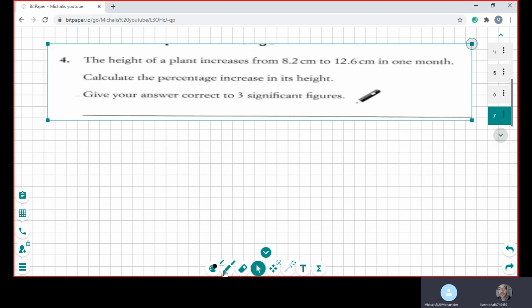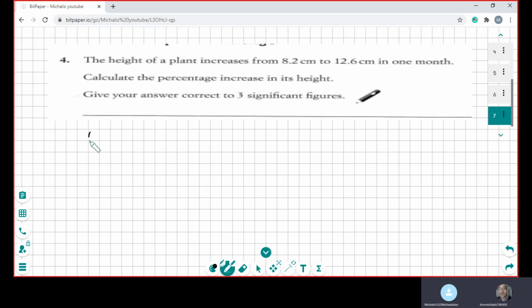So the formula, normally the formula to use here: if I have a number A changing to a number B, I find the difference between the numbers. So I do B minus A, and I always divide by the starting value, so I divide by A. This will give me a decimal. So to make it a percentage, I times this by 100. So I follow this formula here.